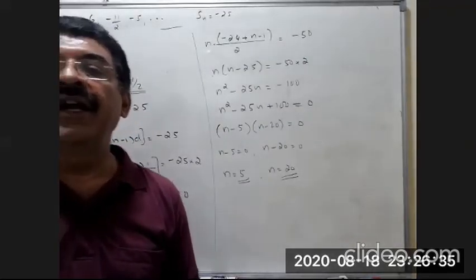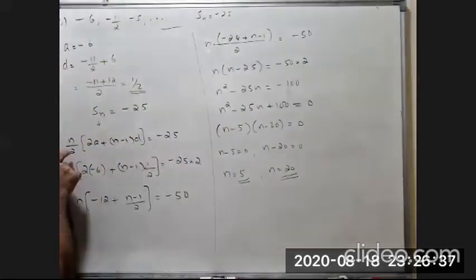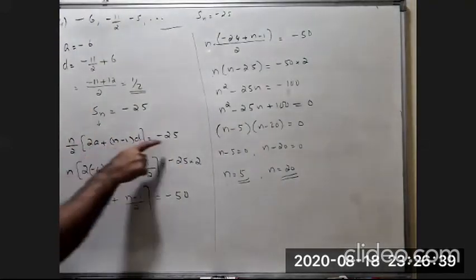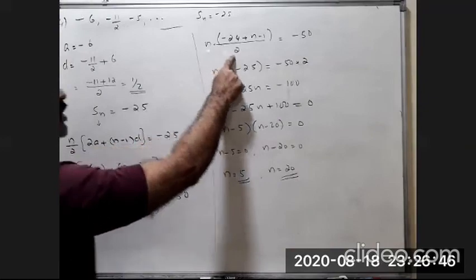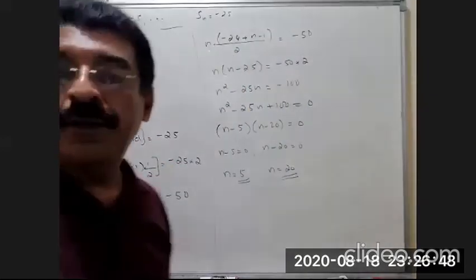Why did you multiply minus 25 by 2? I multiply minus 25 because of this 2 in n by 2. I cross multiplied it, so the 2 is gone. Again, this other 2, I cross multiplied it as well. I hope you got it.